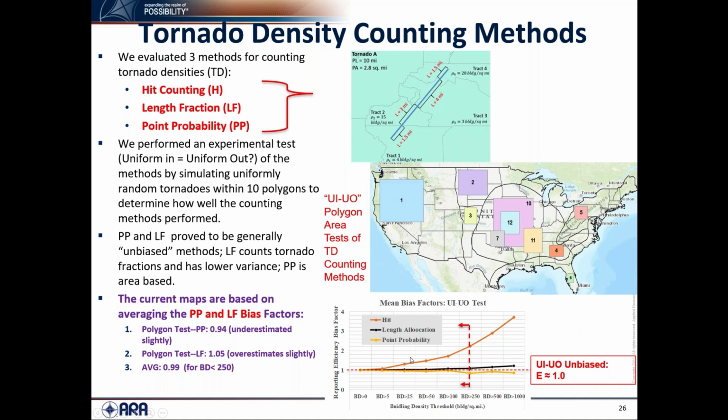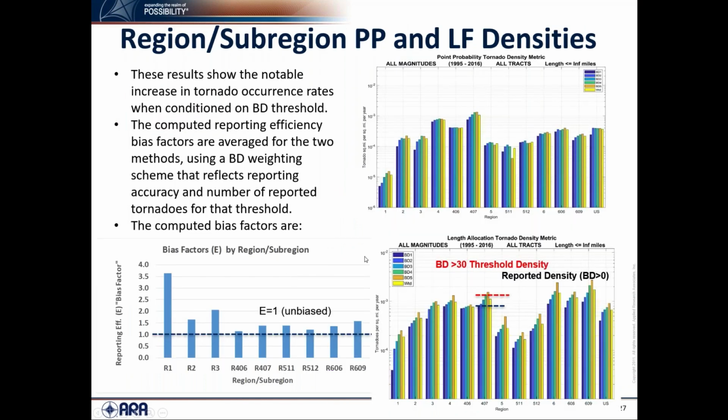It gets counted multiple times, so you end up with a bias factor. So we didn't end up using the hit counting. The length allocation and the point probability, both of those are close to 1, which is unbiased. There are slight differences here, so we ended up using an average for those, because it turns out they were on opposite sides, to account for an unbiased estimate. So that's the counting method that we used for our densities.